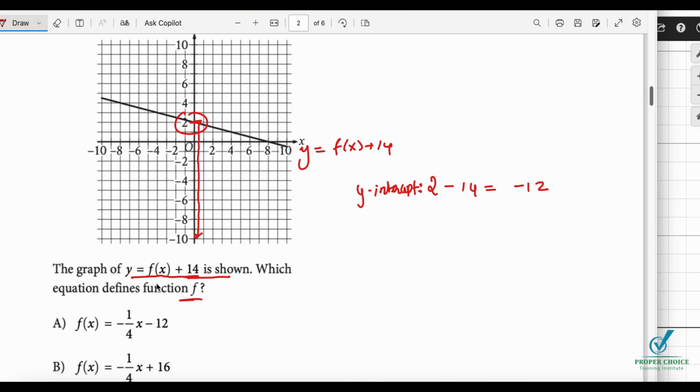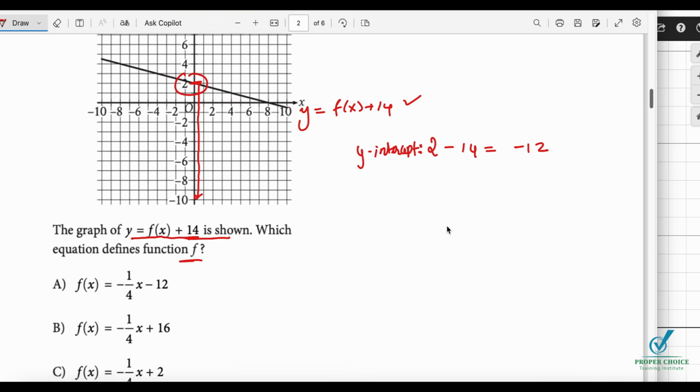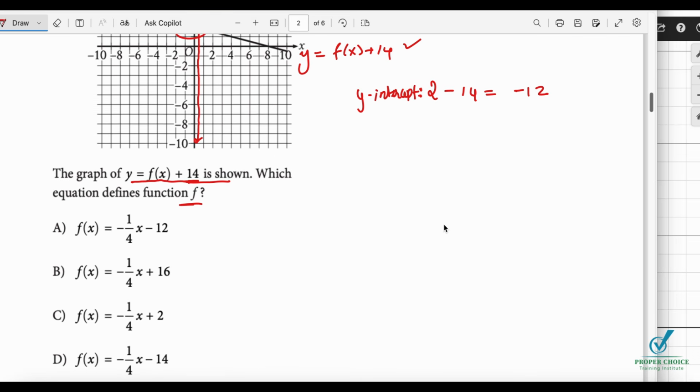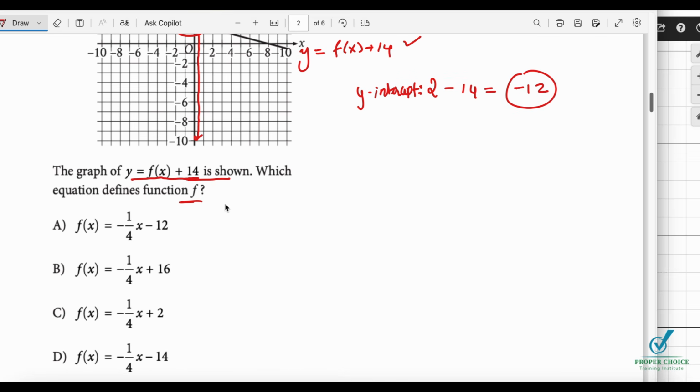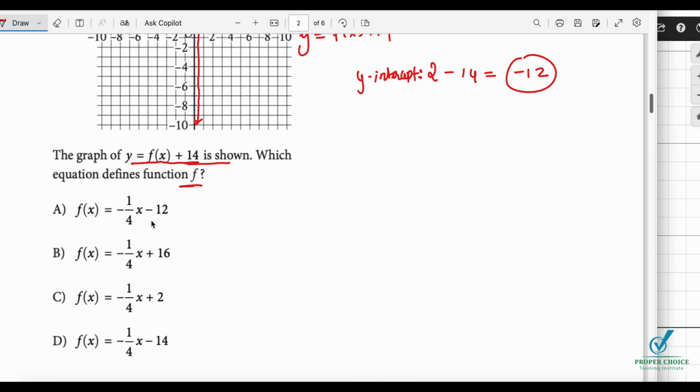And the equation of the line they clearly told us is y equals f(x) plus 14, the given one. So I should look at the option whose y-intercept is negative 12. I don't know what the slope is, and I don't even want to. If you want, you can calculate it, but it's not needed, because my main concern is which one will be the y-intercept. I can see that there is only one option with negative 12, this one. So we go with option A as the right answer here.